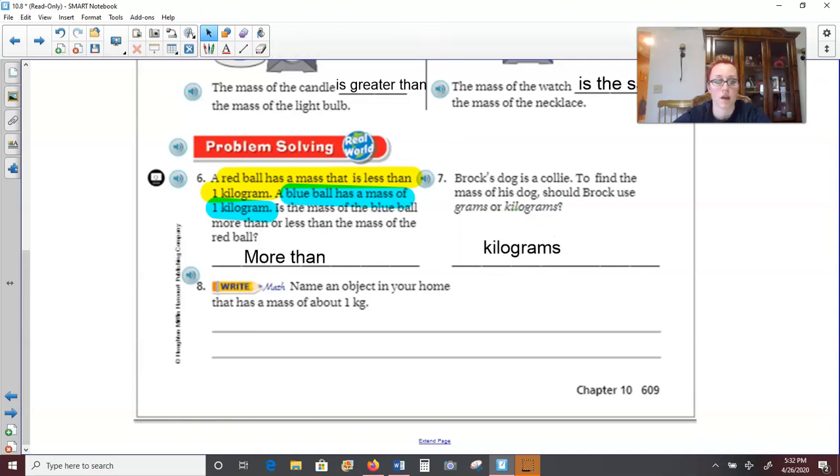Okay? All right. Number 8 is kind of hard to do again since we don't have scales to balance out the mass of items, but it wants us to name an object in our home that has a mass of about 1 kilogram. So I'm going to say a pineapple just because that was what I was using in my examples of thinking grams are equivalent to grapes and a kilogram is equivalent to a pineapple.